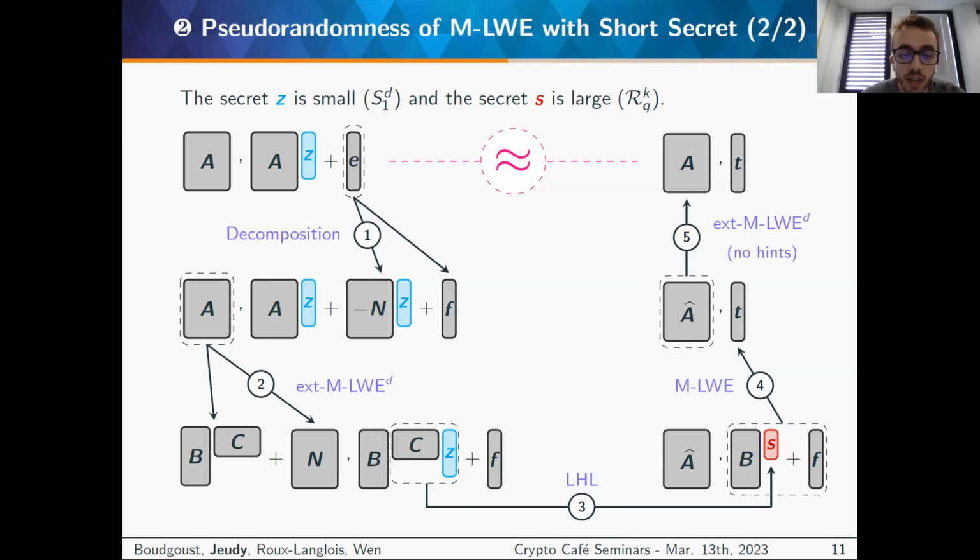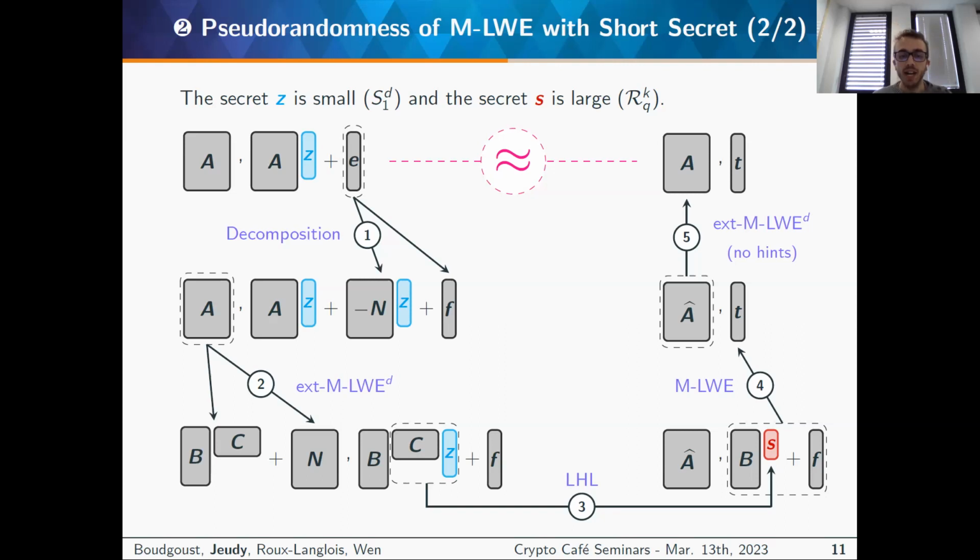And now I end up with something that has an error that no longer depends on the secret, and I can just use the same argument as I did before. I'm going to use the leftover hash lemma to replace C times Z by some uniform vector S. Then I end up with BS plus F, which is M-LWE. Based on the decisional variant of M-LWE this time, this should be indistinguishable from a uniform vector T. So I replace BS plus F by a uniform T, and then I replace again this A-hat, which was BC plus N, by a uniform matrix A using the same argument as before.